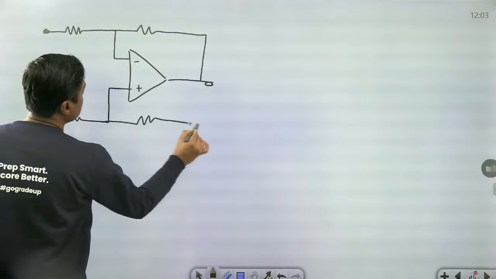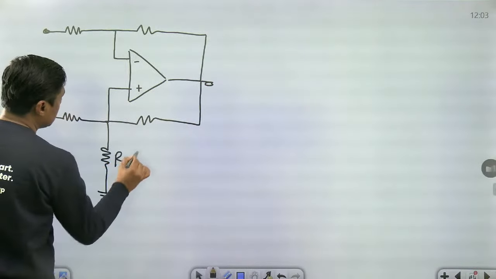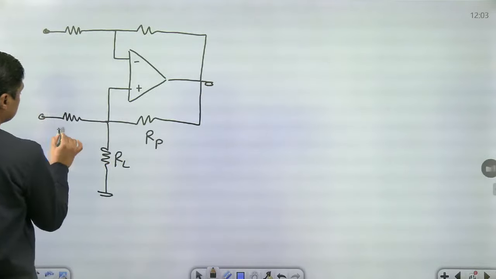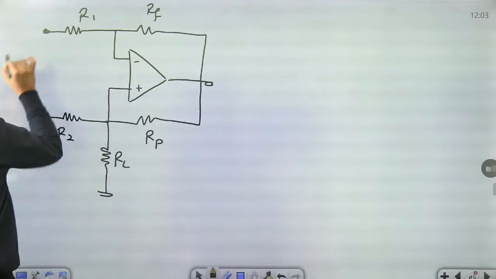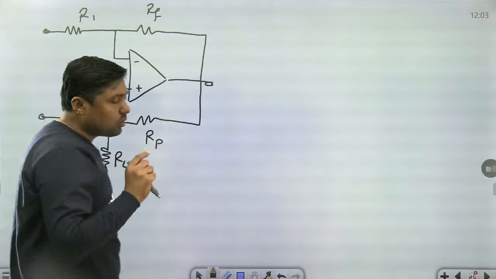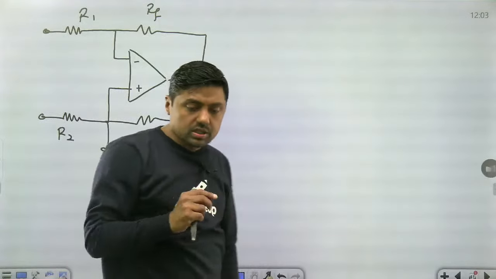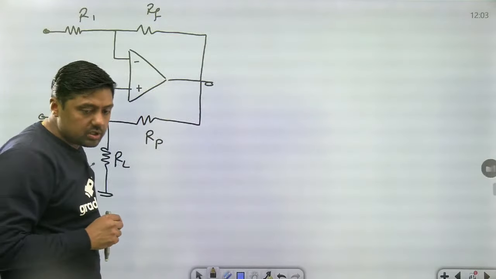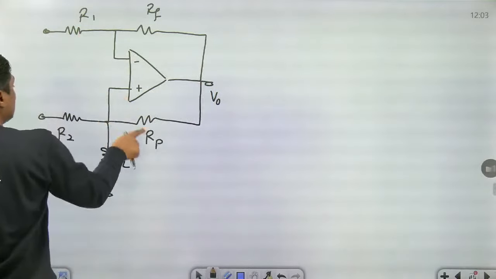This diagram is the most important one. This is called what? Voltage to current converter with grounded load. In this diagram, always check the ratio: Rf by R1 is equal to Rp by R2.